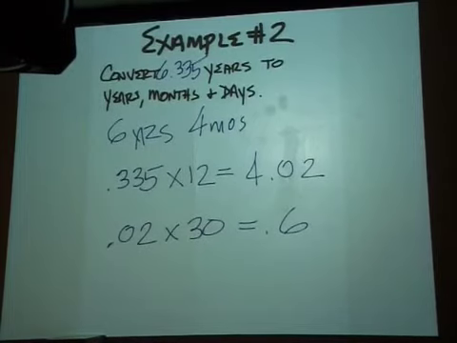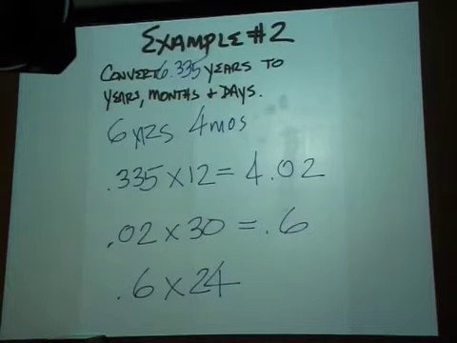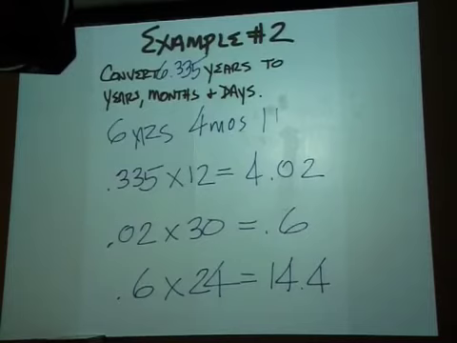A day will be 24 hours. So 0.6 times 24 gives us a value of 14.4 hours. So we'll go 14.4 hours and leave it there and exclude minutes and seconds.